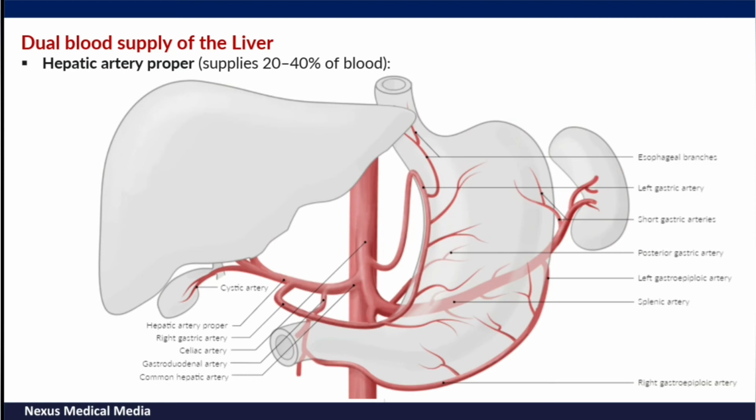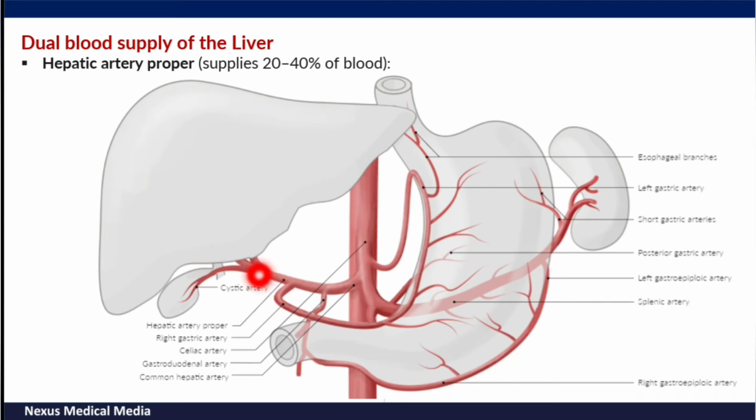You begin with the abdominal aorta. The abdominal aorta gives the celiac trunk. The celiac trunk has 3 branches: the left gastric artery, the splenic artery, and the common hepatic artery. So the common hepatic artery will give the gastroduodenal and right gastric artery here. What remains here is the hepatic artery proper.